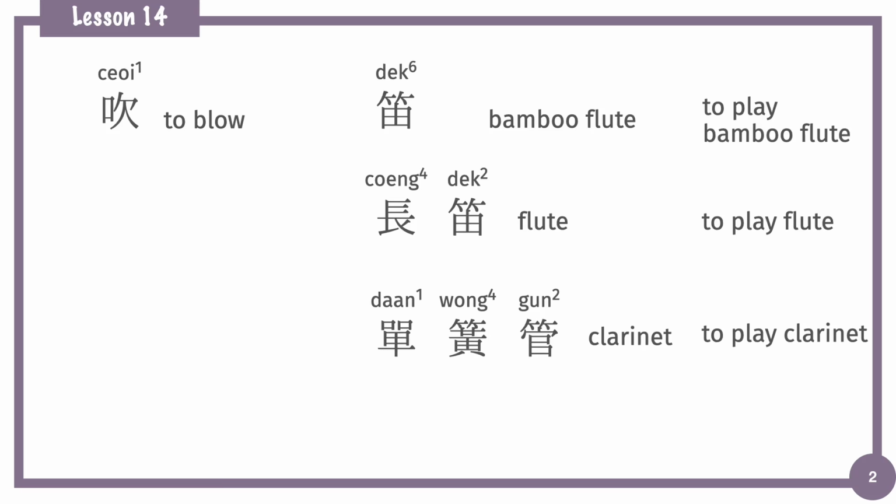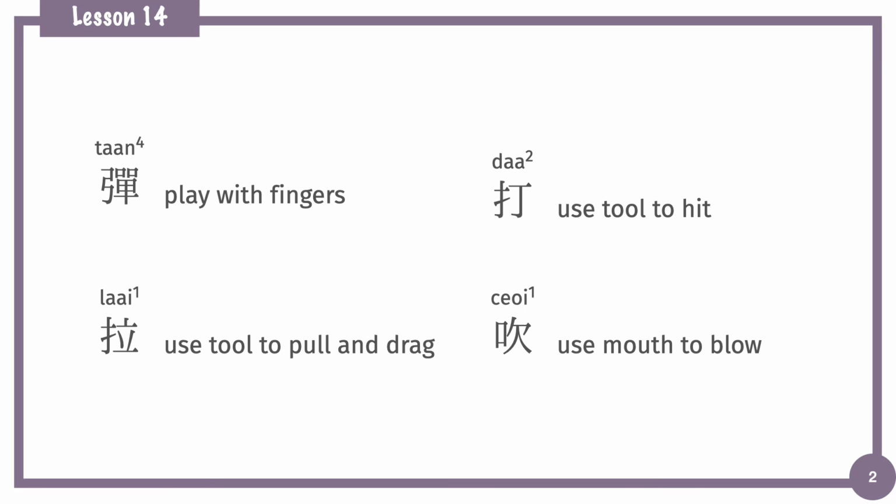So when we are talking about to play an instrument, there are 4 verbs that we can use. The first one is 彈. 彈 refers to directly play the string instrument by fingers. And then the second one is 拉. 拉 refers to use tool to pull and drag. And the third one is 打. 打 refers to use tools to hit. And the fourth one is 吹. 吹 refers to use your mouth to blow.